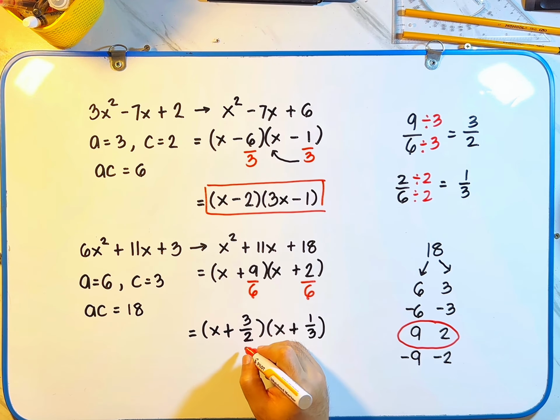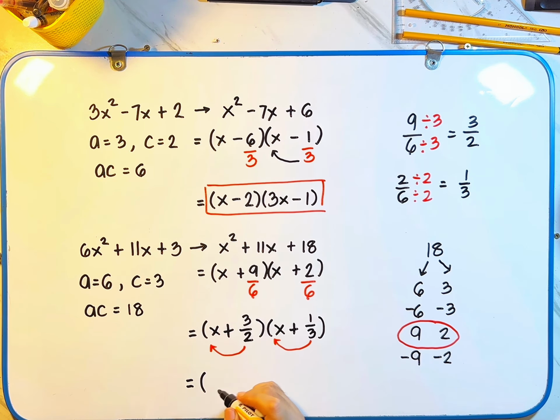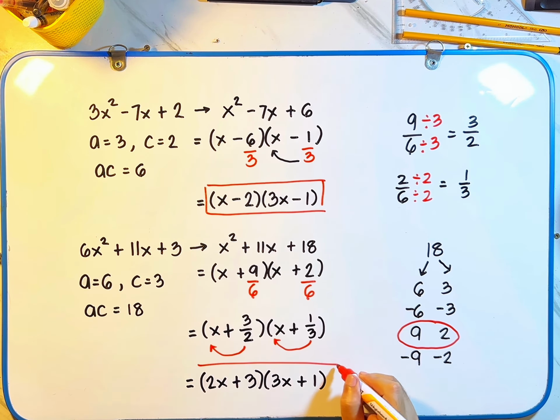Now let us transfer the denominators as coefficients of x. Therefore, we have 2x plus 3 times 3x plus 1. This is the factored form.